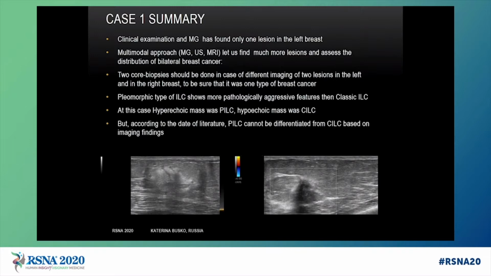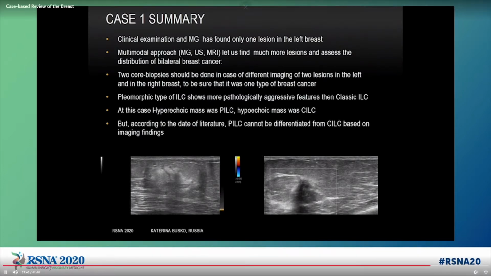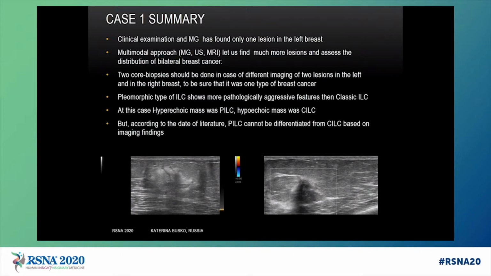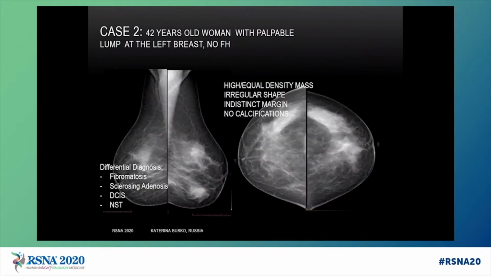In this case, the hyperechoic mass was pleomorphic ILC, the hypoechoic mass was classical ILC. But according to the data taken from literature, pleomorphic type cannot be differentiated from classical type of ILC based only on imaging findings. The next case: a 42-year-old woman with palpable lump at the left breast, no family history.